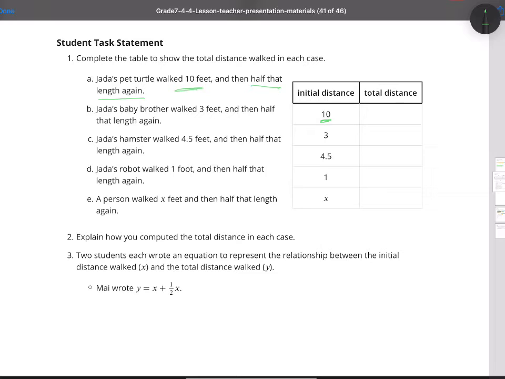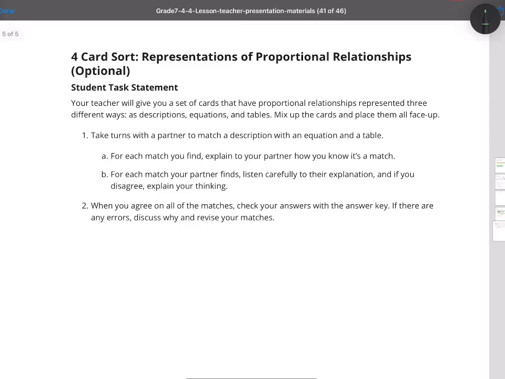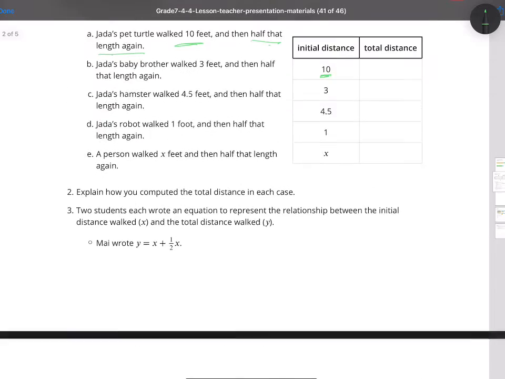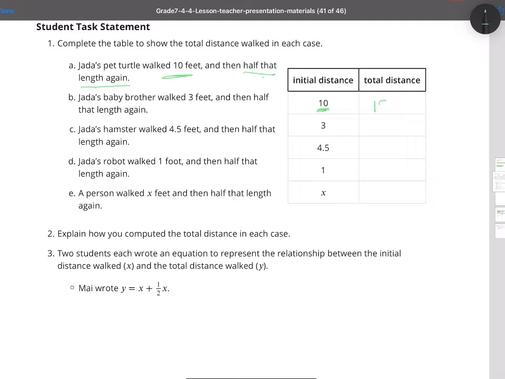First of all, what's half of 10? Half of 10 is 5, right? How do I know that we're asking for half of 10? How do you think I knew that they were asking for half of 10? They said half of that length, and they said do it again. So if I had to find out the total distance, it would be 10 plus 5. 10 plus 5 is 15.